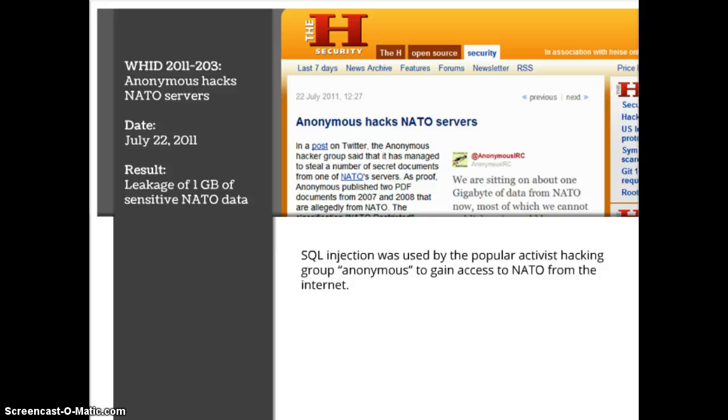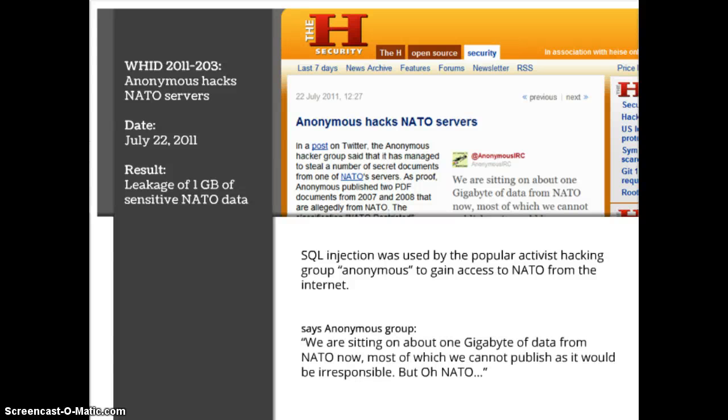Yes, I know what you're thinking. It is that NATO. Now, seeing as the attack came from the internet, it probably was a pretty severe data validation issue on NATO's side. And the Anonymous group said, we're sitting on about 1 gigabyte of data from NATO now, most of which we cannot publish as it would be irresponsible. It really goes to show you that even the biggest government organizations aren't immune to SQL injection.